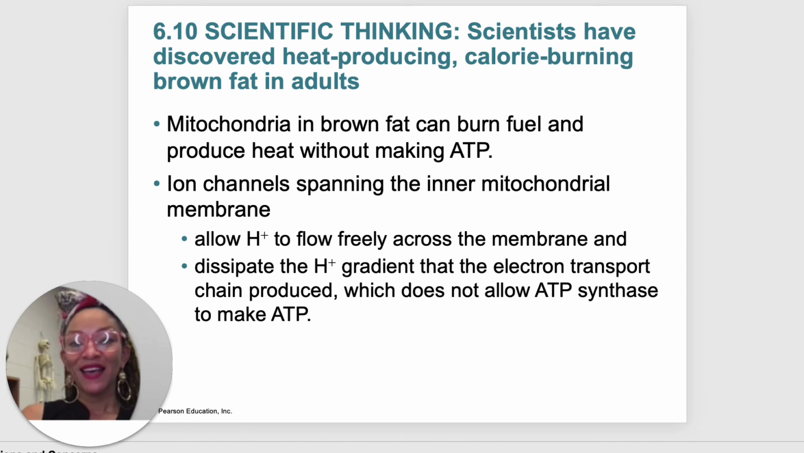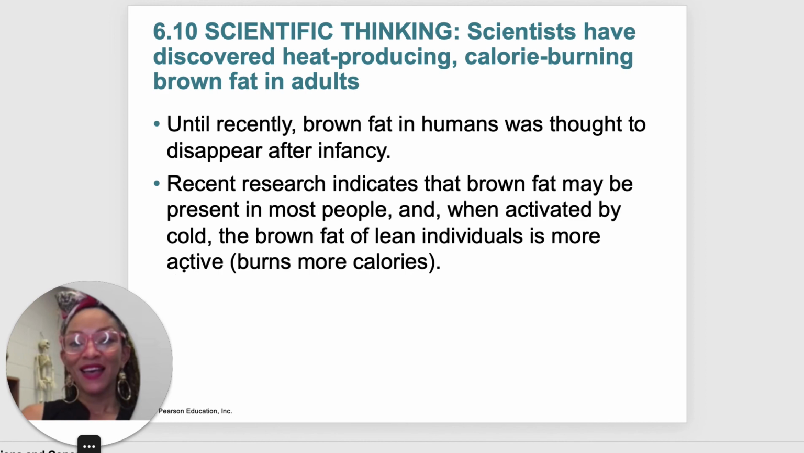All right, so let's look at some more concepts that scientists have discovered. Mitochondria, those powerhouse organelles in something called brown fat, can actually burn fuel and produce heat without making ATP. The importance of brown fat is that it helps to burn more fat. These actually help to produce heat, keeping us warmer, and also burn calories.